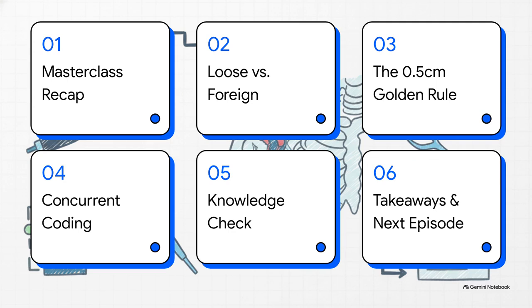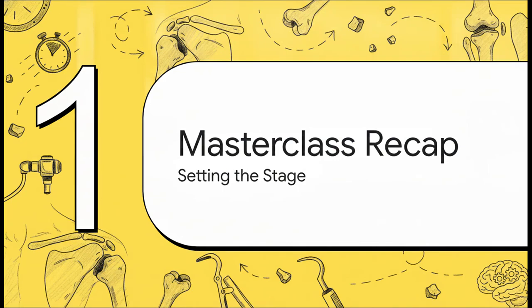We've got a quick masterclass recap, then we'll break down pathology, loose versus foreign bodies, dive into the 0.5 centimeter golden rule, tackle concurrent procedure coding, hit an interactive knowledge check, and finish up with our key takeaways and the next episode. Let's kick things off with Section 1, Masterclass Recap, Setting the Stage.